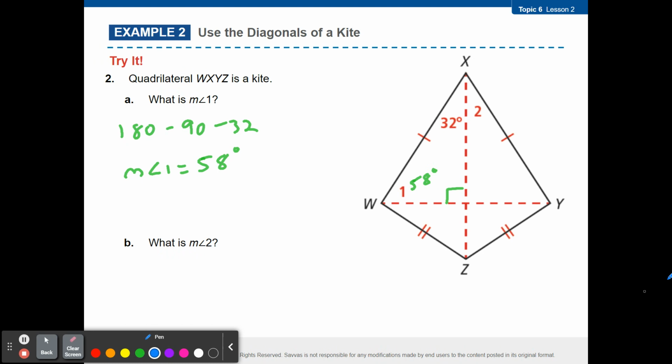All right, now for angle 2, something you guys need to be aware of is that this does bisect something. It bisects the opposite angles. Okay? So in this case, if this is 32, that means this is also 32. So this is 32 degrees. And it's because XZ bisects angle WXY. Questions on that?